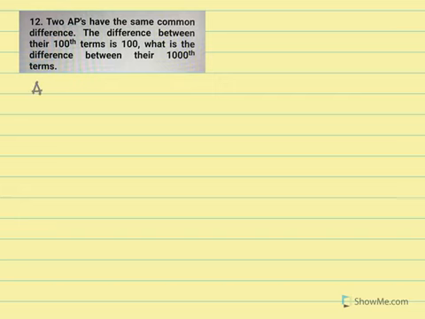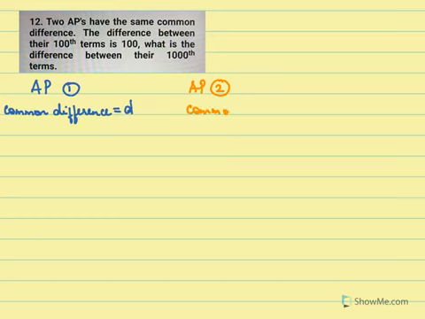So here I have AP1, and we have another AP, say AP2. They have the same common difference, so I'll put the common difference here as d, and this common difference is also d. However, their first terms will be different. We'll put the first term in this case as small a, and here we'll write the first term as capital A.